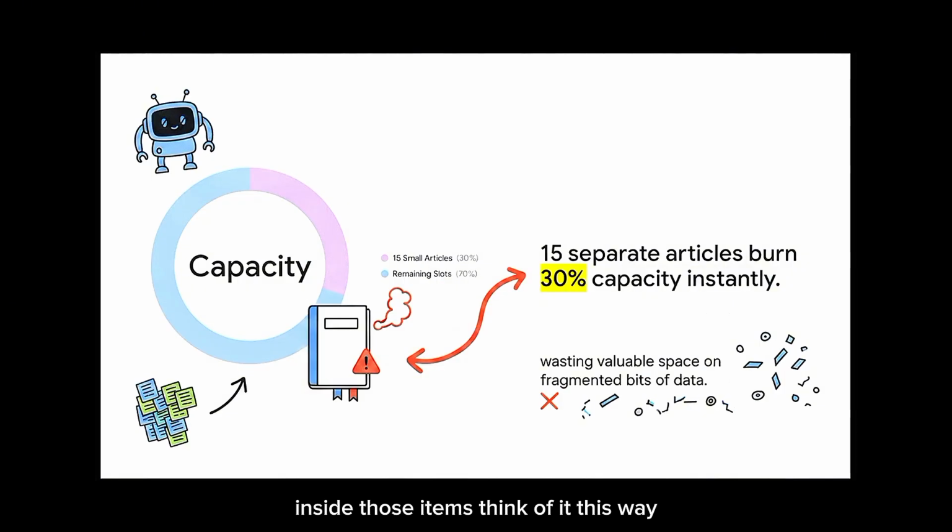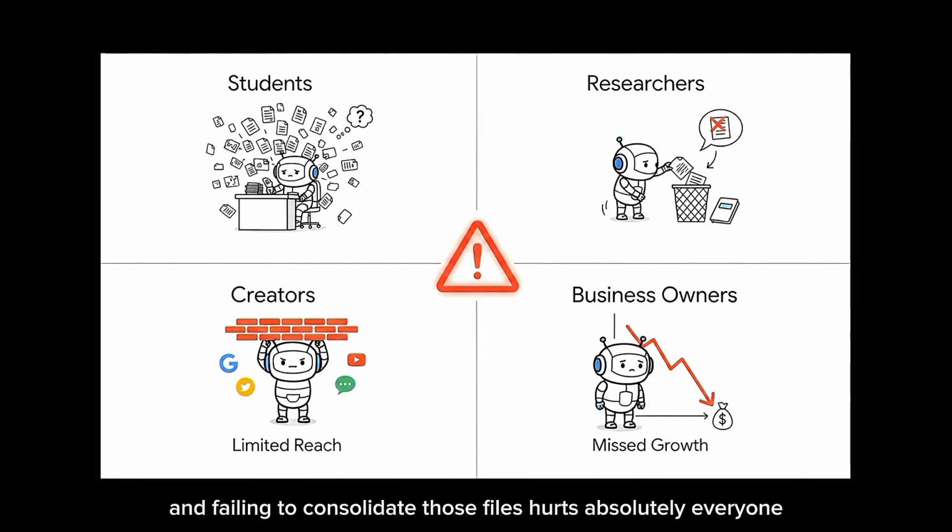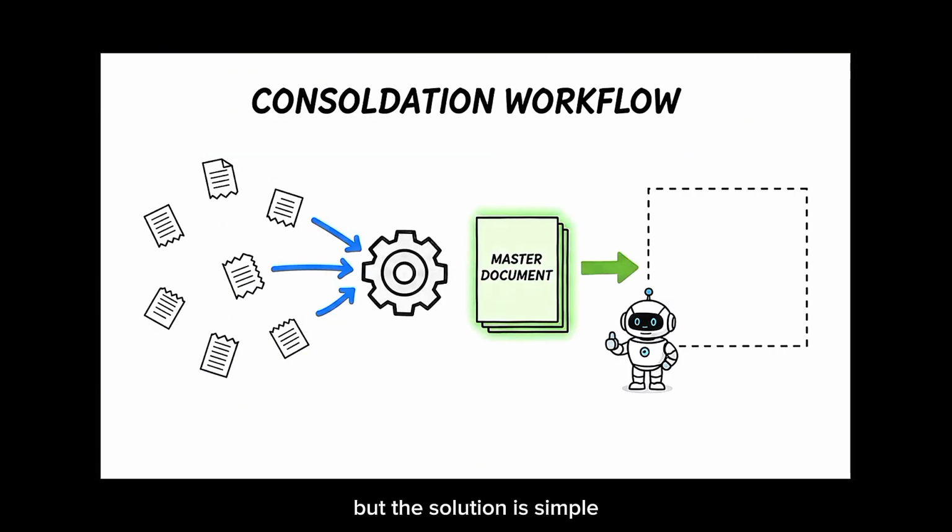Think of it this way. If you upload 15 small articles separately, you instantly burn through 30% of your free capacity. You just end up wasting highly valuable space on tiny fragmented bits of data. And failing to consolidate those files hurts absolutely everyone. Students fill up their notebooks with single reading assignments. Researchers are forced to delete old papers just to make room for new ones. Creators hit these really frustrating ceilings on social media research, and business owners completely lose their ability to look at year-long performance trends.